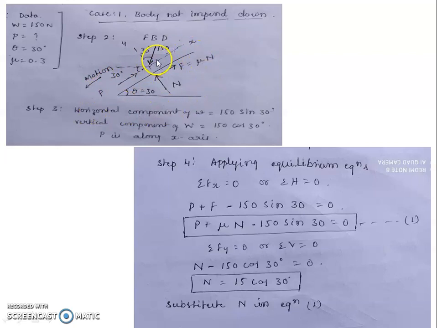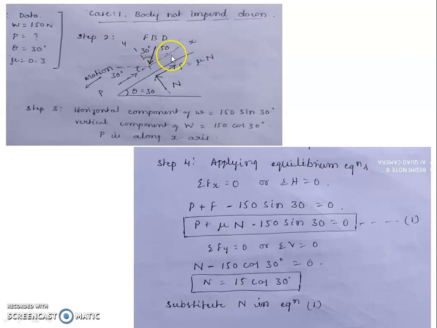In step 3, you will see the horizontal and vertical components of weight, that is 150 Newton, the weight of the block. What is its horizontal and vertical component? Horizontal component of W, weight of block, means x-axis. It is inclined, so I will resolve this weight into the x-axis here. That is W sin 30. And the vertical component of W, that is y-axis, is W cos 30.